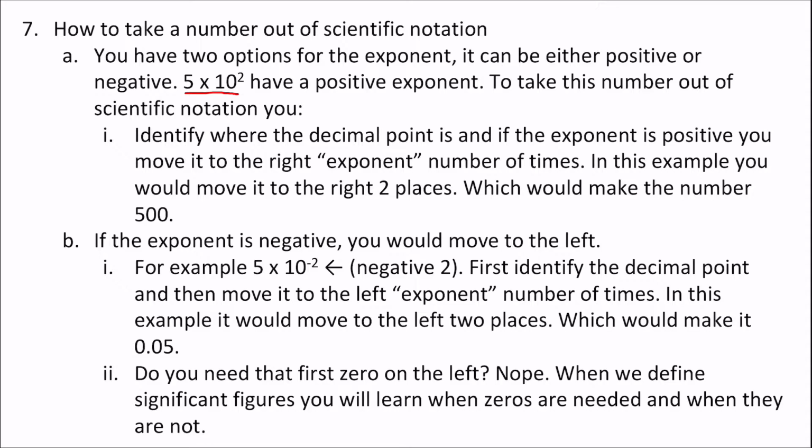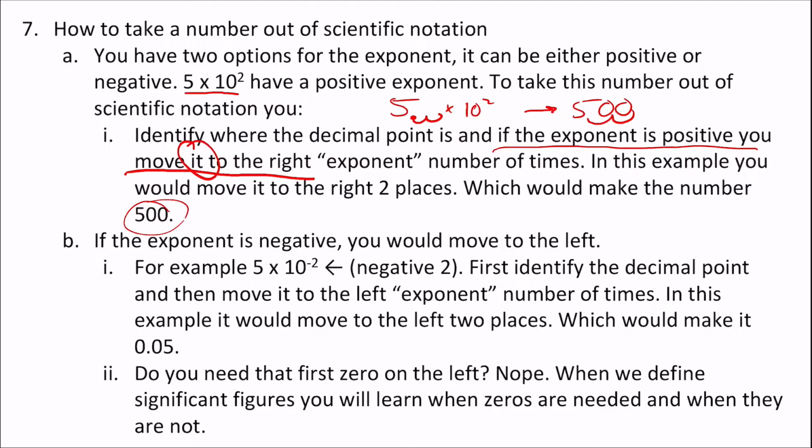To take this number out of scientific notation, you identify where the decimal point is. So let's do that first. So 5, where's the decimal point? Yeah, it's to the right of that 5 times 10 to the second, okay? And if the exponent is positive, you move it, meaning the decimal point, to the right that many times. So we're going to move it over 1, 2, all right? So now if we moved it over from 5 and we moved it over 1, 2, now it's going to be 500. In this example, you would move it to the right 2 places, which would make the number 500, just like we did.